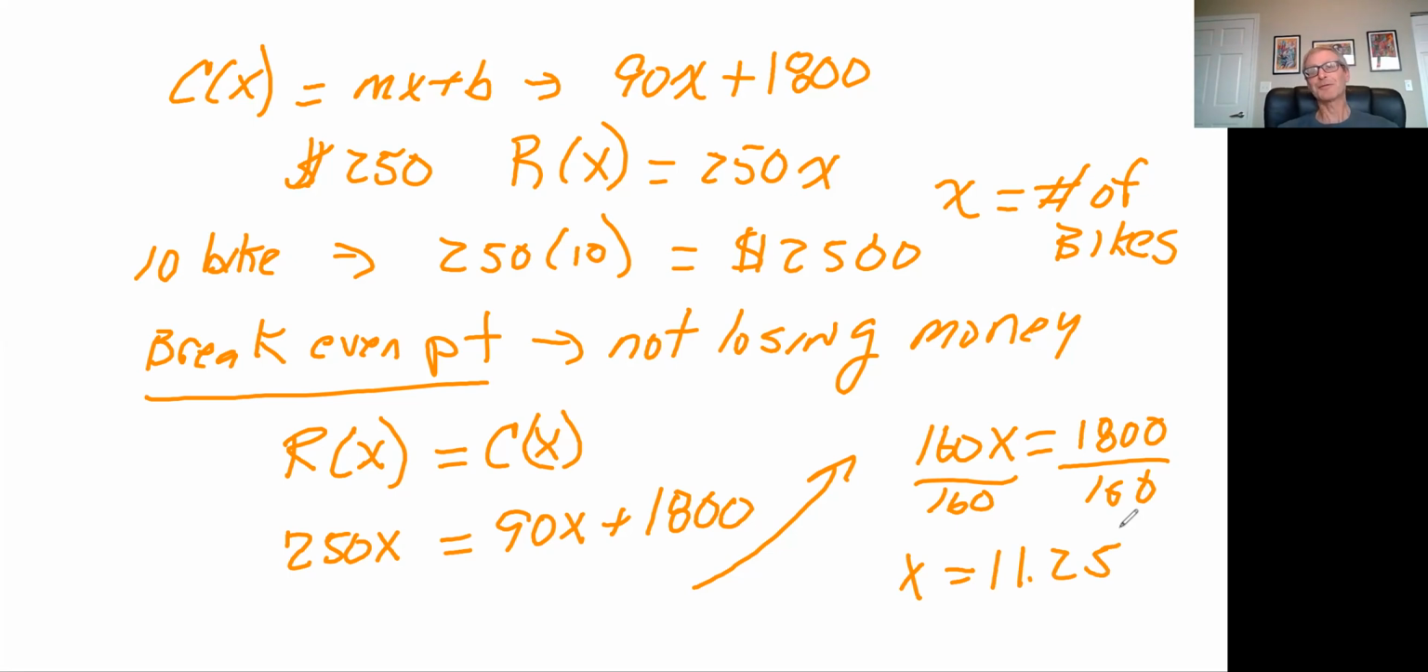So if you end up with a fraction or a decimal here, of course, it depends on what you want to do. If you want to make sure you don't lose any money, you always round up. So it would be 12. Or if you think about it, it could be 11 and you just lose a little bit of money. But you see what we mean by this decimal. You can't make a quarter of a bike, so you'd have to decide depending on what the problem states.